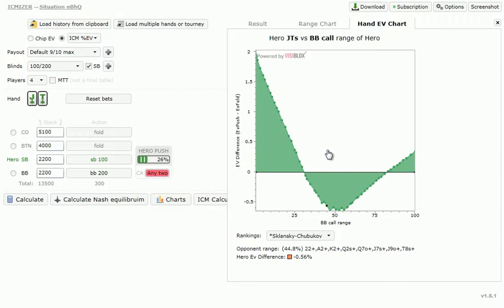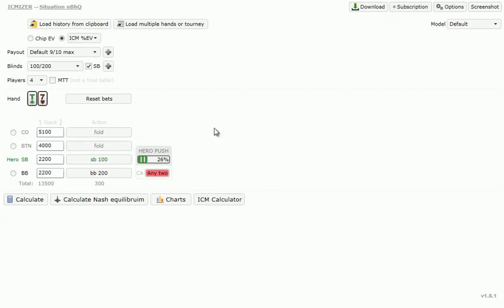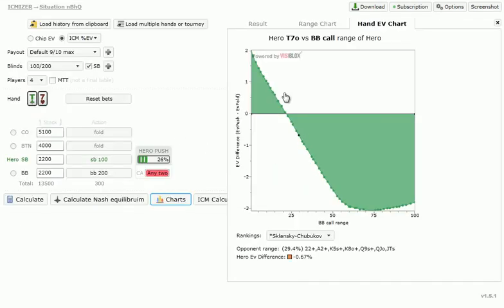Here we have been discussing generally powerful hands, but let's see what are the shapes for most common hands, like weak hands. For example, let's see what will happen if we have 10-7 offsuit. In this case, the chart has a very typical shape. We can see again that if opponent is tight, we are making money from his tightness.